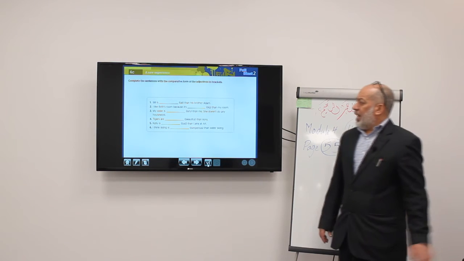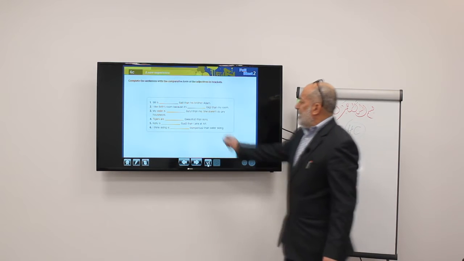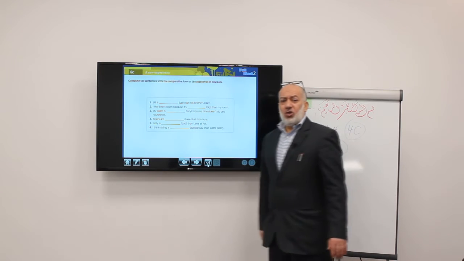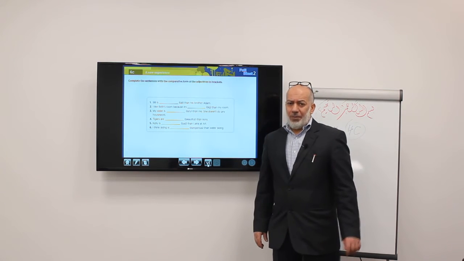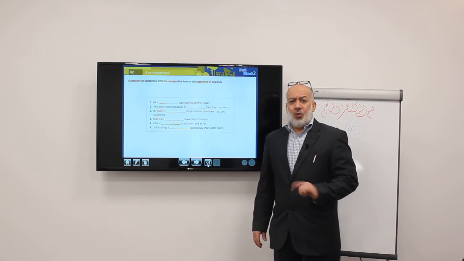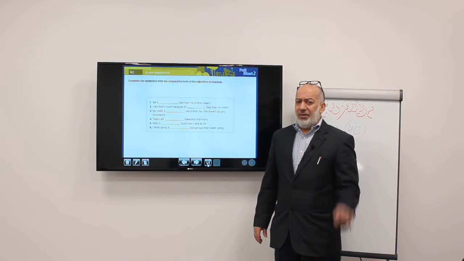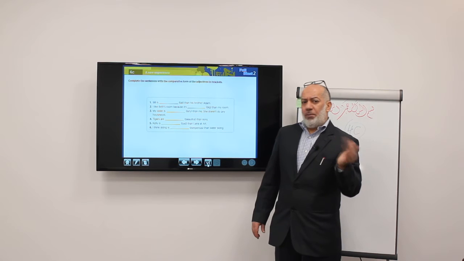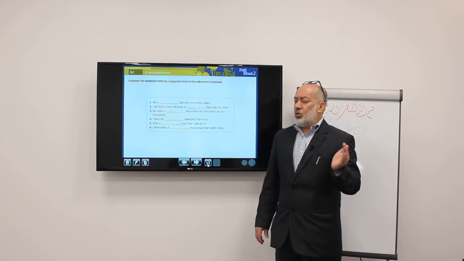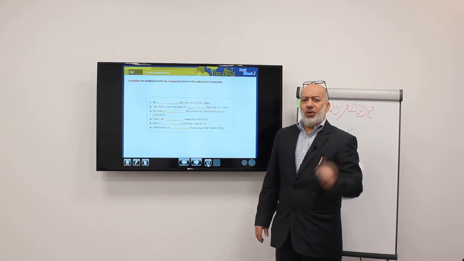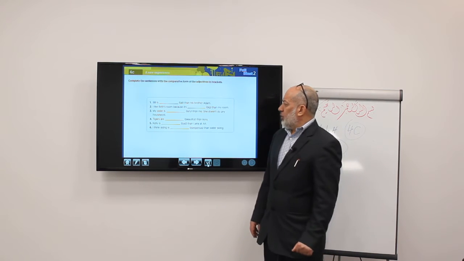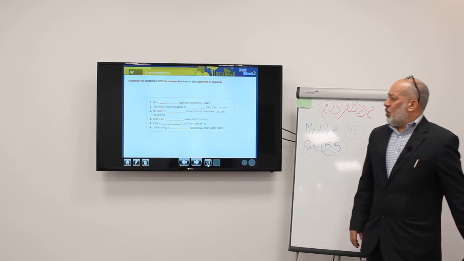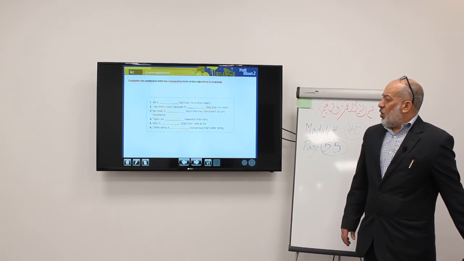Look at these now here now. Bill is taller than his brother. Why taller? Because we have a short adjective and there is comparative form, so we have to use er after the adjective. Number 2, I like Beth's room because it is big or bigger?